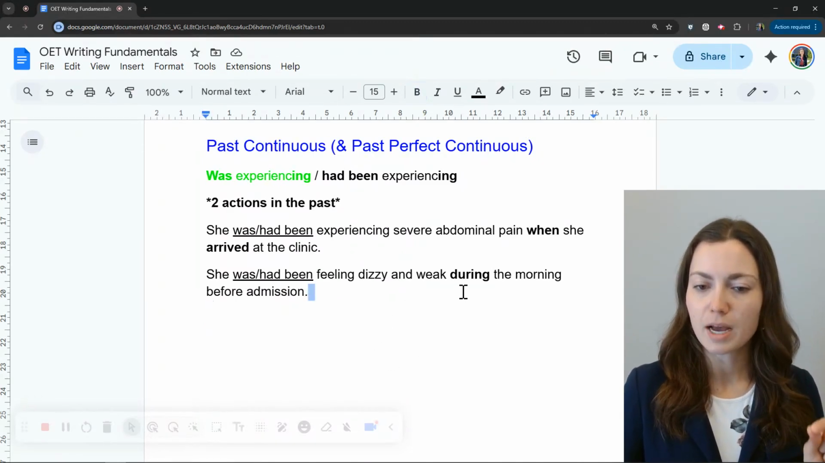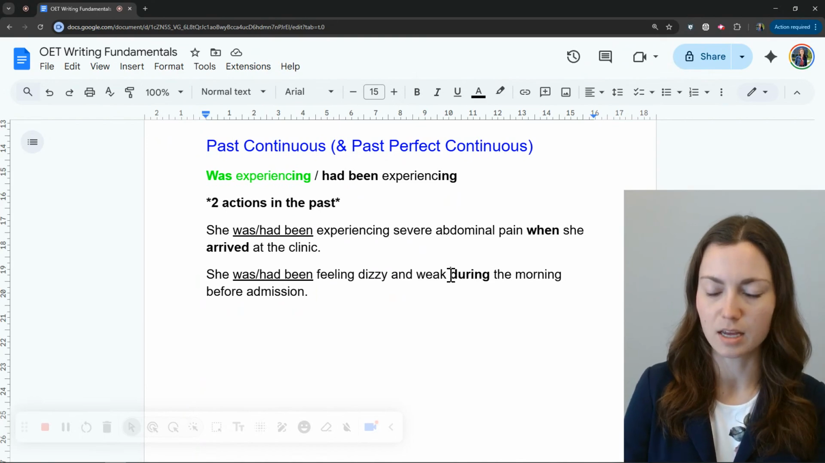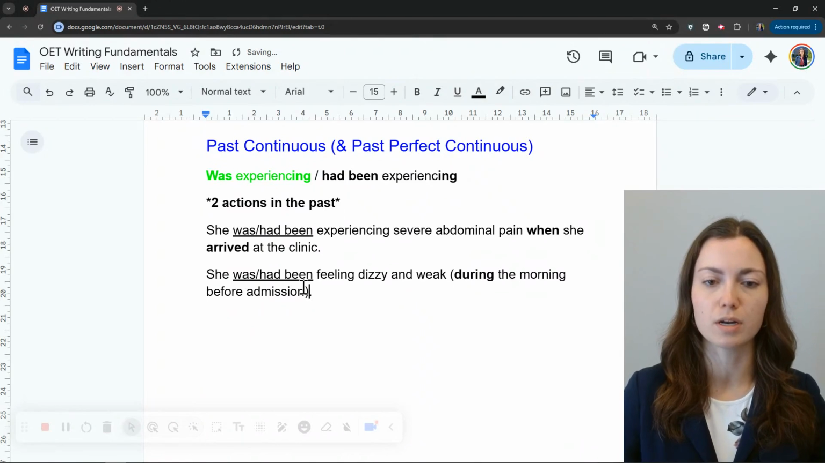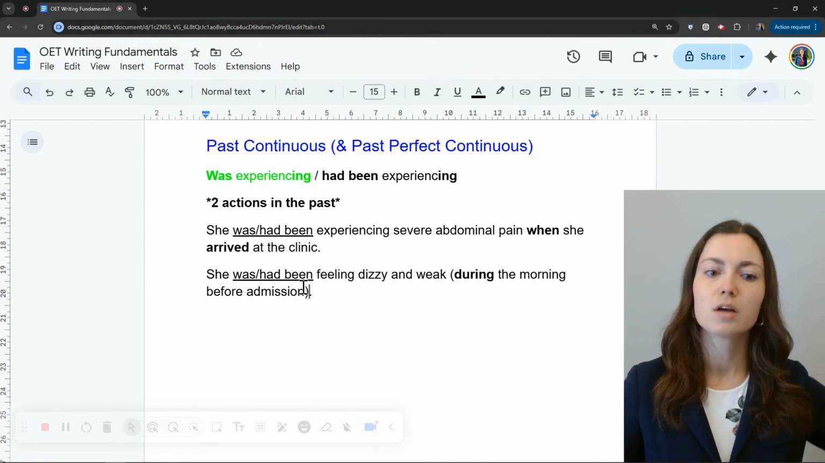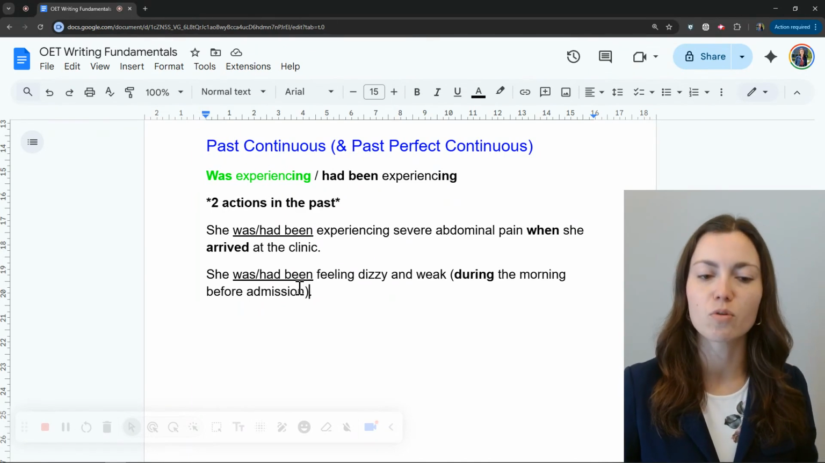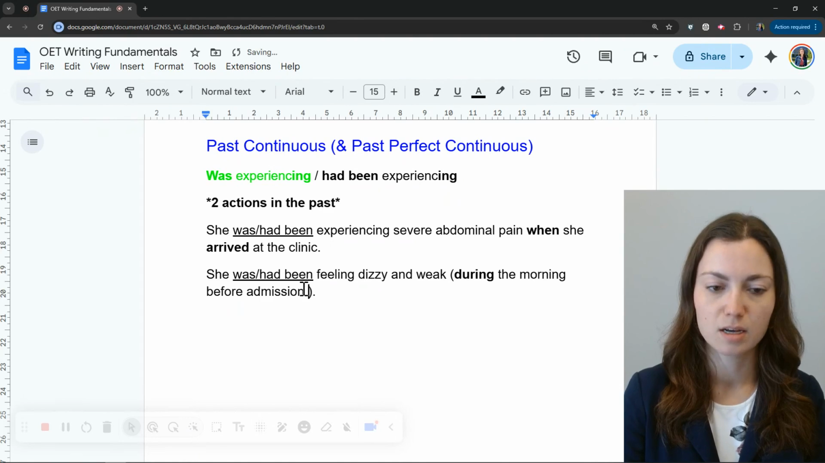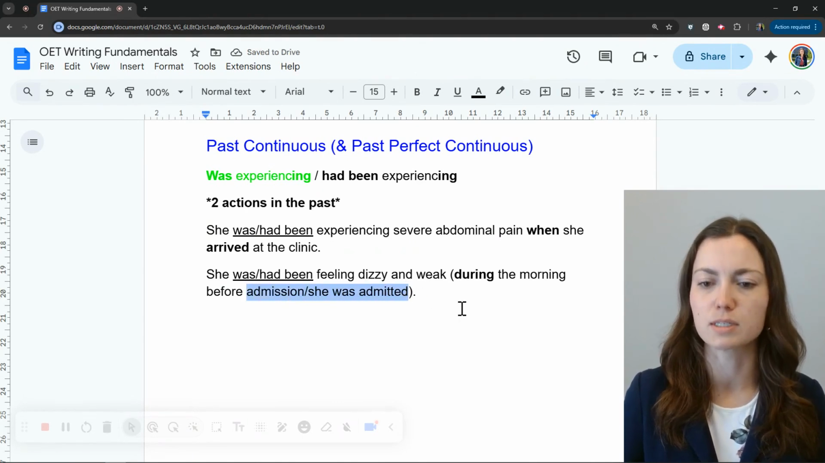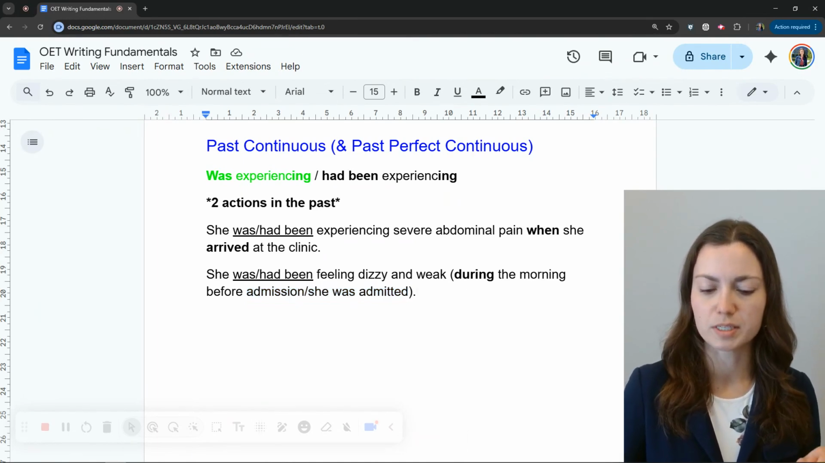Here, we don't actually have a second verb, but we do have basically a time clause, right? So we have two things going on. We have the feeling dizzy and weak, and this was happening before admission. And you could say before she was admitted, and that would make it our second verb if we said before she was admitted. So we just are using the noun form here, which is the only reason there's not two verbs. Stay with me. I have one more example for you.